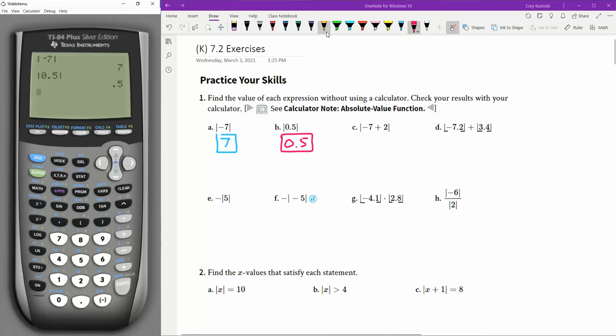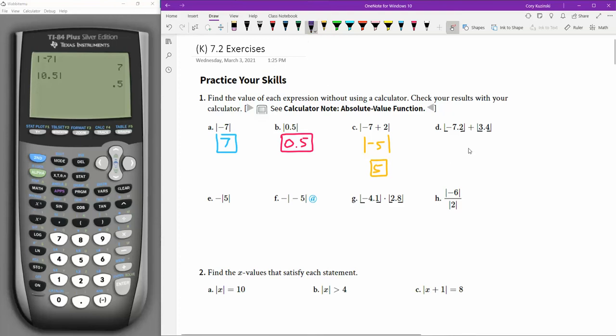Now, on one like C, you actually need to do what's inside the grouping symbols, absolute value symbols in this case, first. So this is really saying what's the absolute value of -5, and that is 5. Some people make the mistake of doing the absolute value of 7 first, or of -7, and then they add it to 2. No, you do the addition, then you do the absolute value.